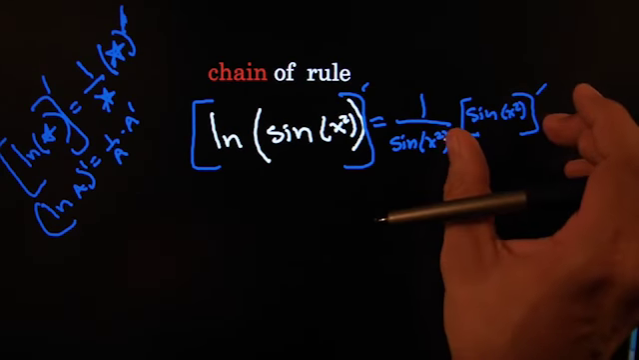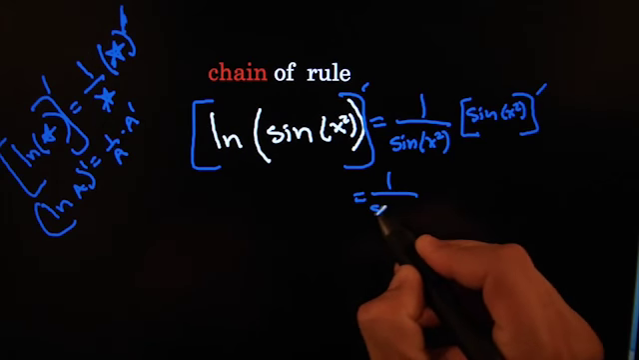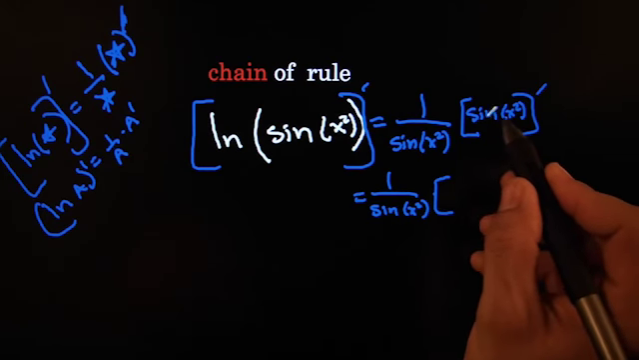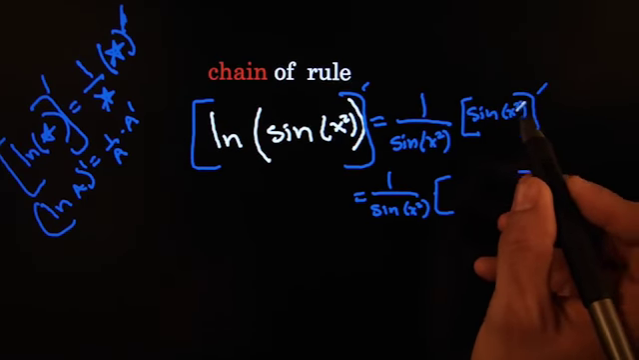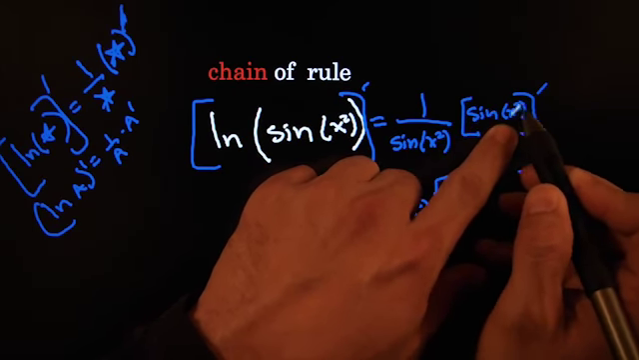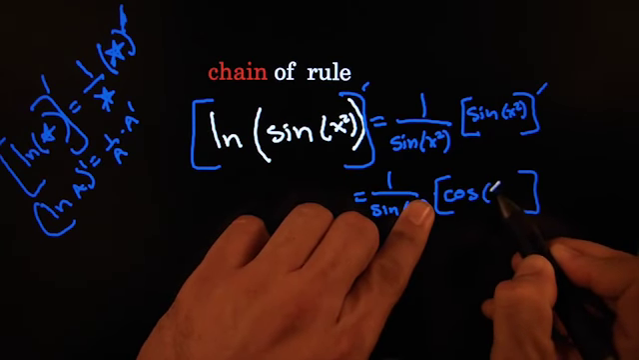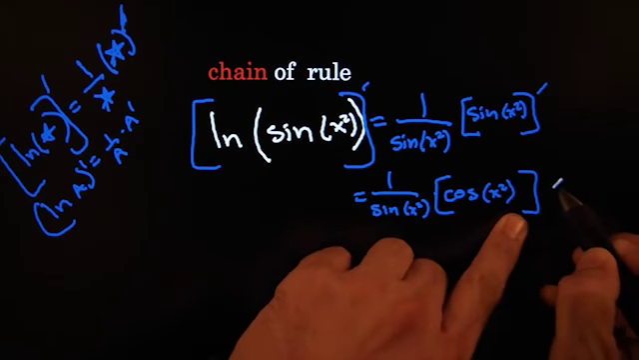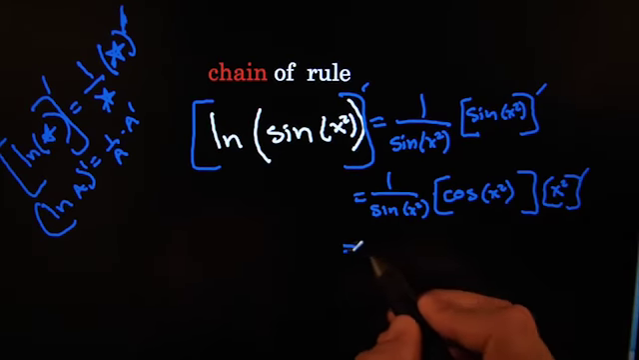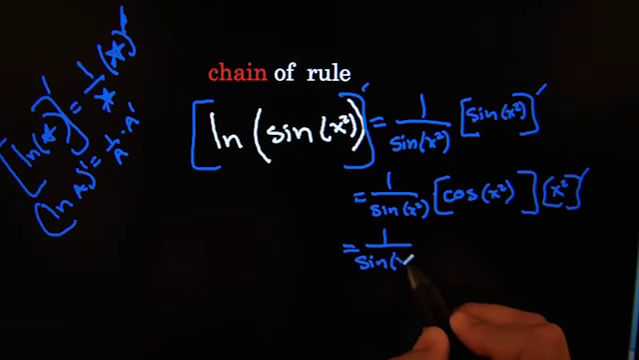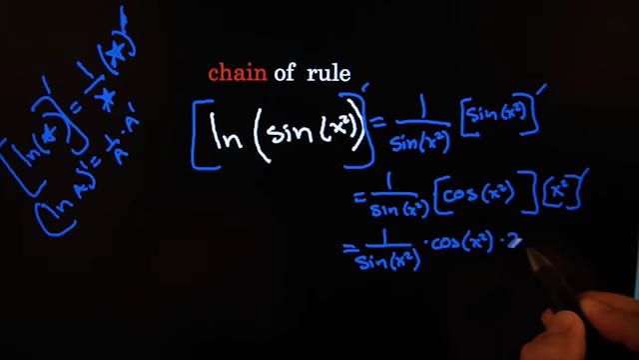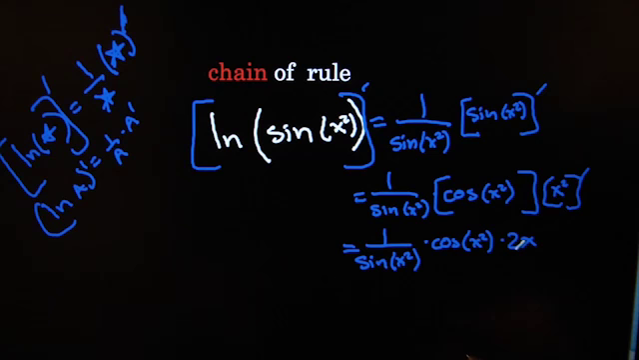And that's pretty good, but you can still do more work over here. 1 over sine of x squared. Let me think. Here I have sine of stuff. I don't just have sine of x. If it was sine of x, okay, it'd be real simple. But it's sine of some other stuff, so I've got to do cosine of that stuff times that stuff prime. And that would give you 1 over sine x squared times cosine of x squared times 2x. Just like that. Okay?